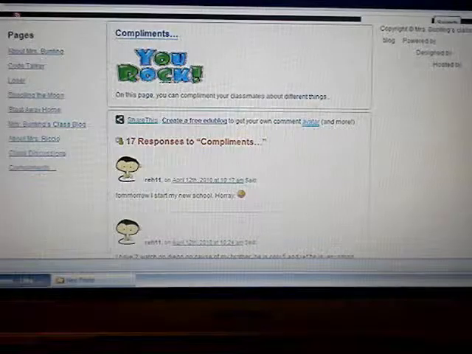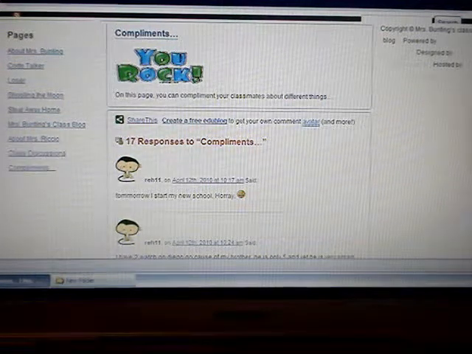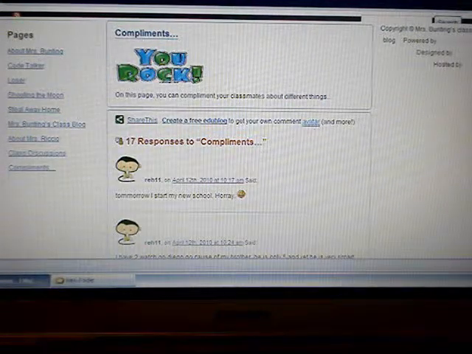Compliments. The last page is the compliment page. Students use this page to compliment one another. They also use this page to dish blog.